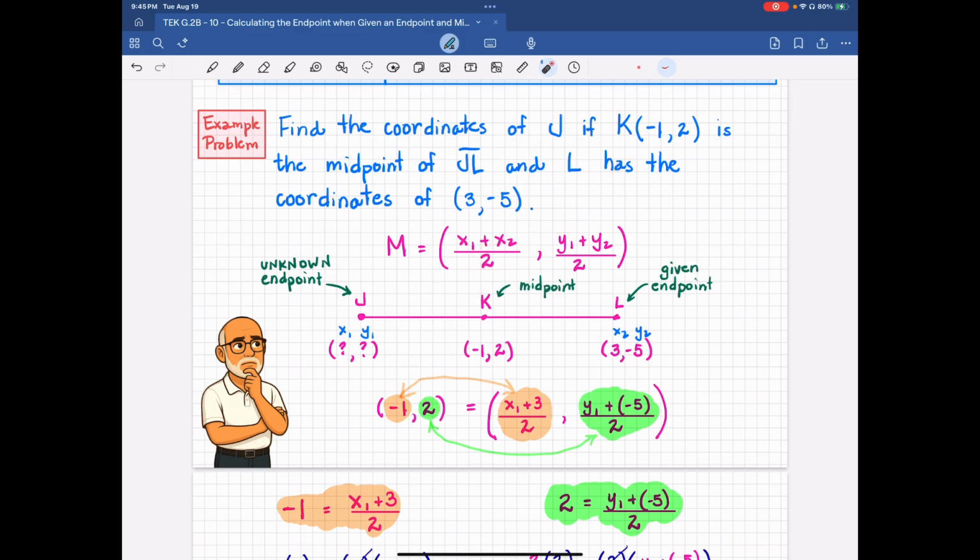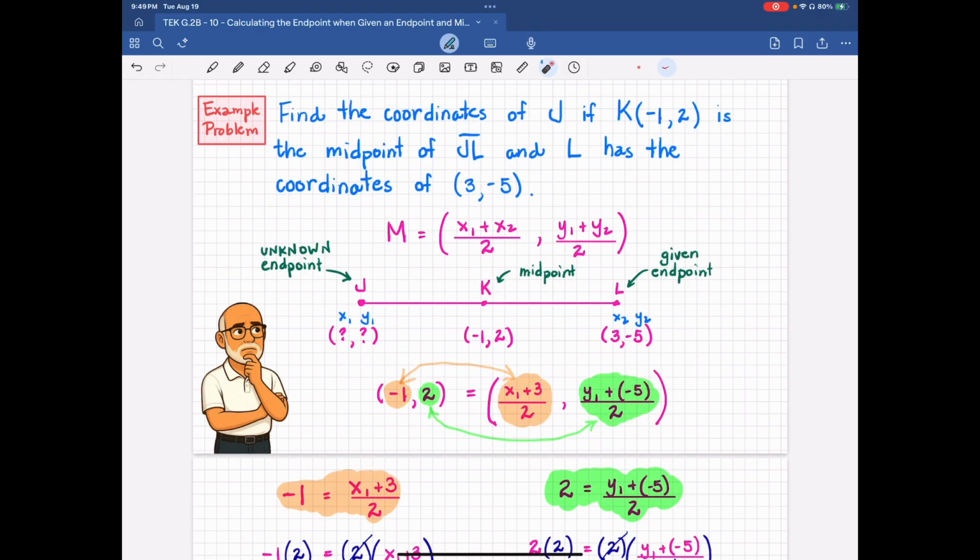I fill in the information given to us in the problem. So I know that the midpoint has coordinates of -1, 2. I know that L, right here, has the coordinates of 3, -5. So the endpoint that we're looking for is J, right here. I have no idea what the x and the y values are for this coordinate, and that's what we have to calculate.